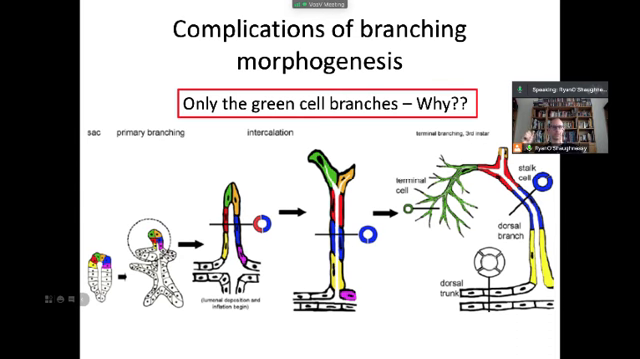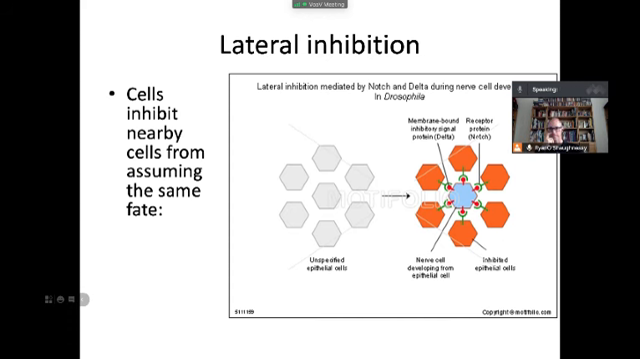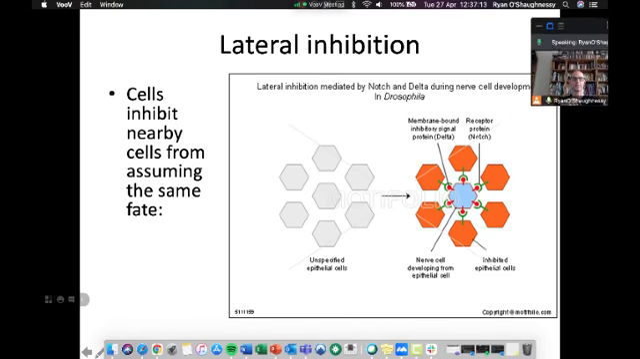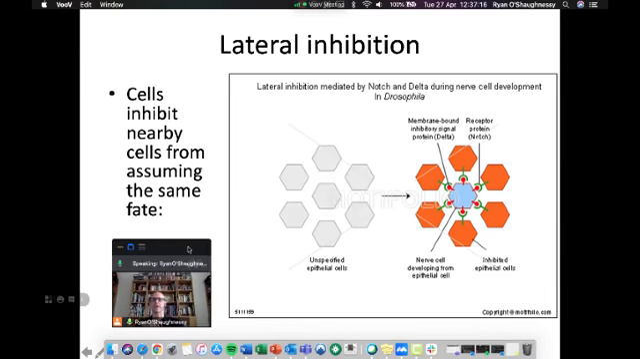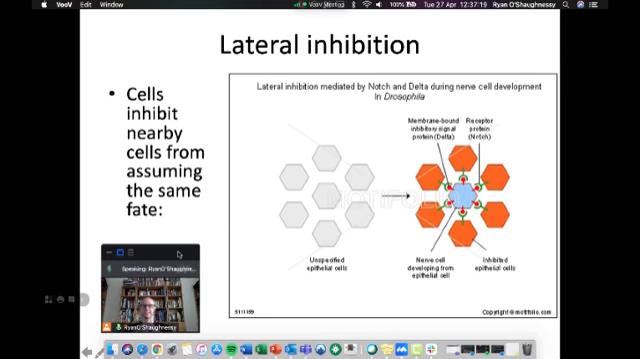Why is it they form branches, and why isn't it that the red or green or yellow cells behind it can form branches? We haven't yet discussed the molecular mechanism by which that control occurs: how one cell can have one fate and the cell adjacent to it can have a different fate. And this is a process called lateral inhibition. Lateral inhibition is simply a process by which cells can inhibit nearby cells from assuming the same fate.